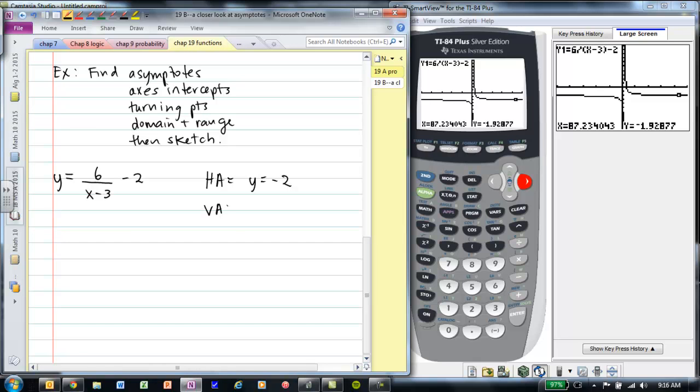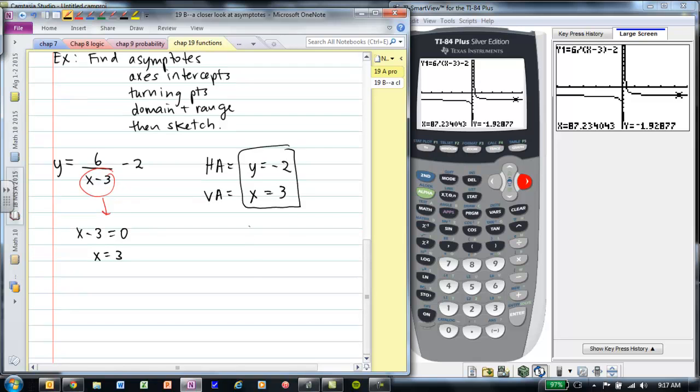To find the vertical asymptote, now we're going to look at our equation and we're going to take the denominator part, this fraction part, and set it equal to 0. So we have x minus 3 equals 0, so x equals 3. So our vertical asymptote is where x equals 3. So these are the two equations for my asymptotes.